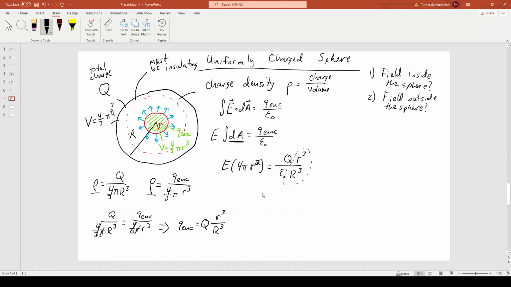And so solve for E, and you get Q r cubed over 4 pi epsilon naught times little r squared times capital R cubed. But little r squared and little r cubed cancel to the point where I'm just left with an r. And so my end result is Q over 4 pi epsilon naught capital R cubed times r.